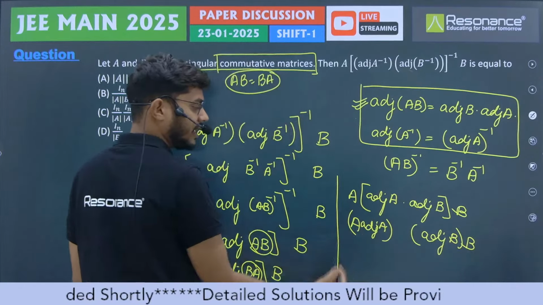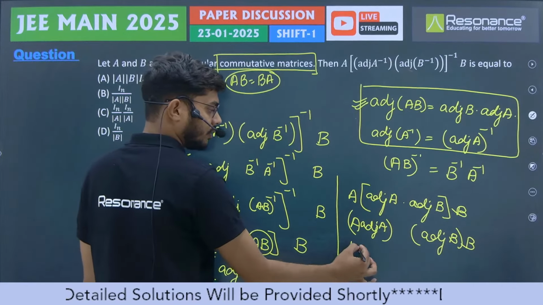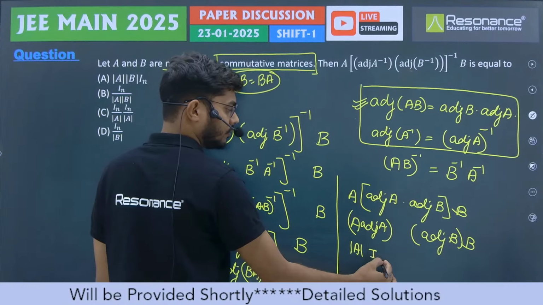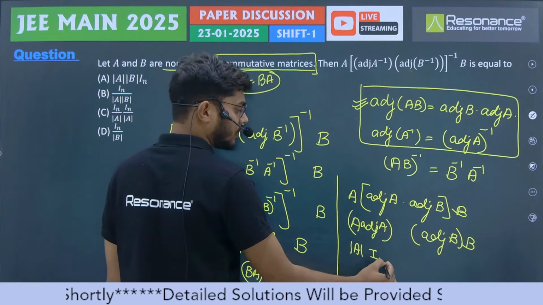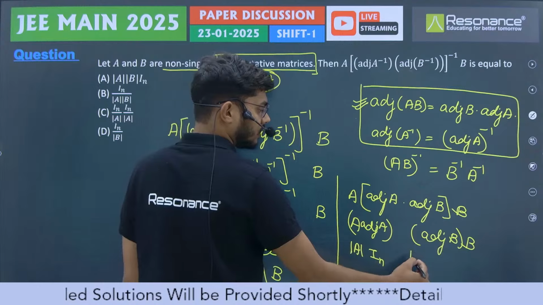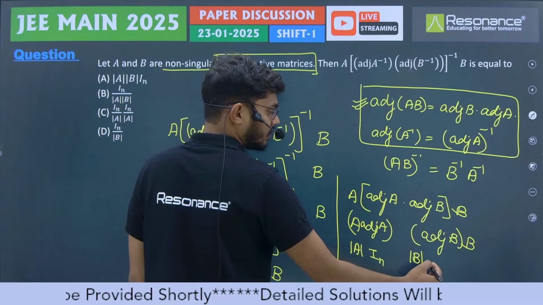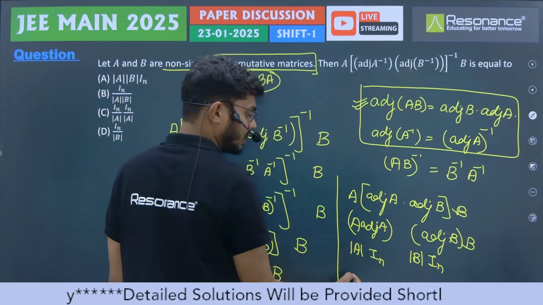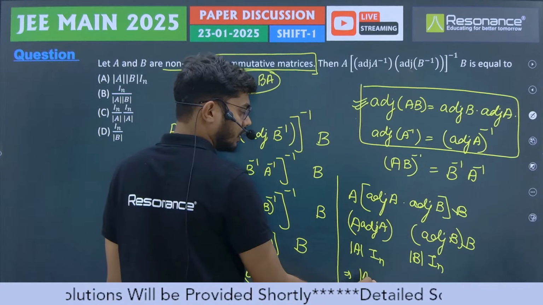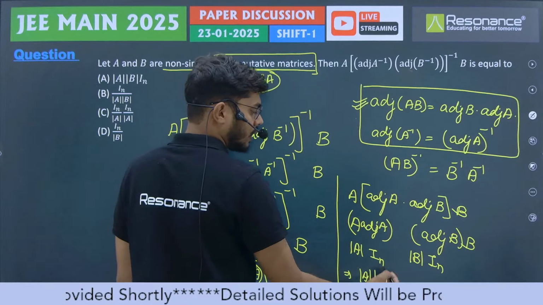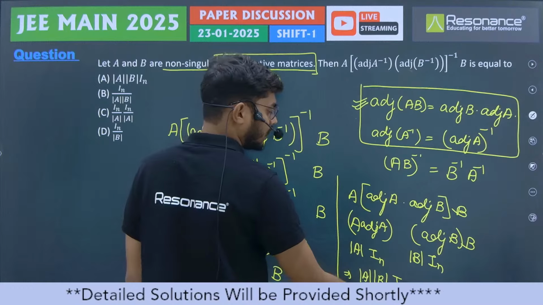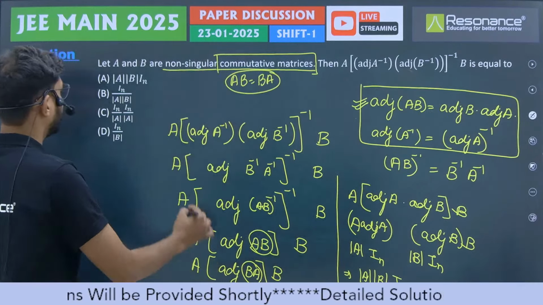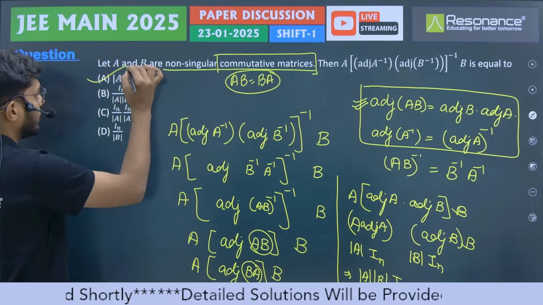Tell me what is A into adjoint A. Can I say determinant of A into I? The index is not given, we will take IN. This is matrix B into IN. So what is the answer I got? Determinant of A into determinant of B. IN into IN will be nothing but IN. Identity matrix will multiply, so hence first option is correct.